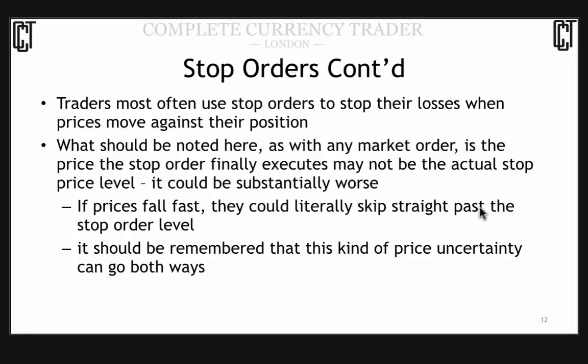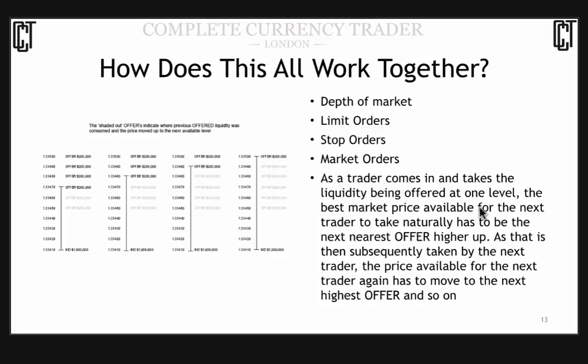But just keep in mind that it is entered as a market order once that level has been breached, and can work against you just as well as it can work for you with that stop order. So just keep that in mind. There's some level of uncertainty that can go both ways on those things. So how does that work? How do we put it all together?